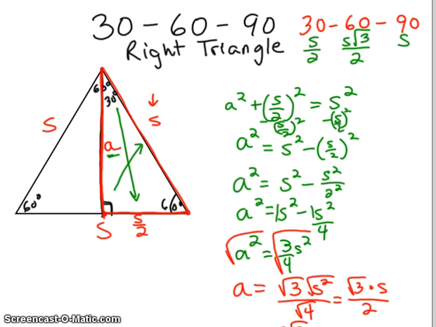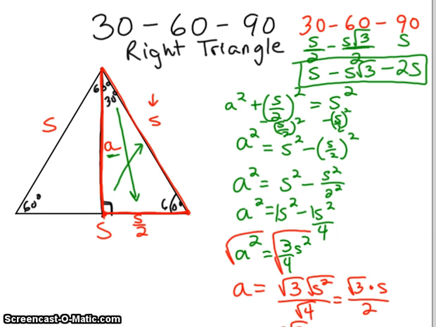Now what we could do to help us out to get this a little easier is, since we have division by 2 in two of our ratios, we can multiply everything by 2. So 2 times s divided by 2 is just s. Okay? 2 times s square root 3 over 2 is just s square root 3. And then 2 times s is 2s. So here's our ratio for the side lengths of a 30, 60, 90 triangle.